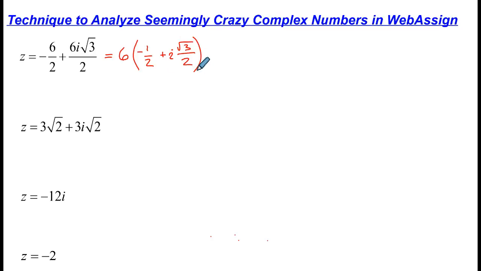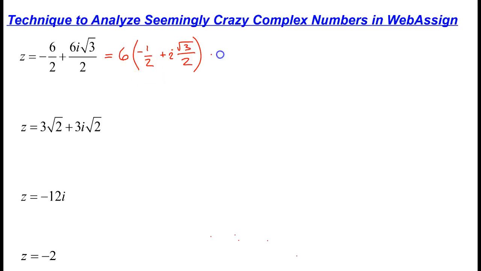Let's just think about the distributive property for a second, to make sure this is right. 6 times -1/2 is -6/2. 6 times i√3/2 is 6i√3/2. Okay, so now why did I do it like this? The reason is 6 is a multiplier, and this stuff in here, -1/2 plus i times √3/2, those are unit circle values. And because those are unit circle values, the radius of that circle is 1.